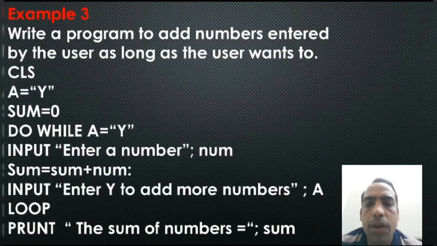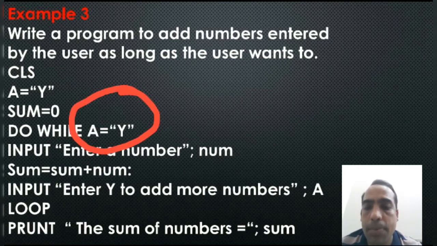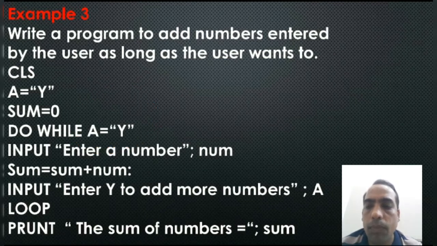Third example of do while loop. Write a program to add numbers entered by user as long as user wants. First we have to write CLS statement to clear the output screen. After that initial value of variable a is y and initial value of variable sum is 0. Do while a equals to y. Here a equals to y is the condition of this program. It means do while loop repeats the statements till the value of a is y.